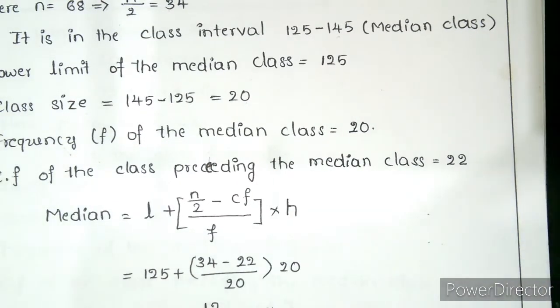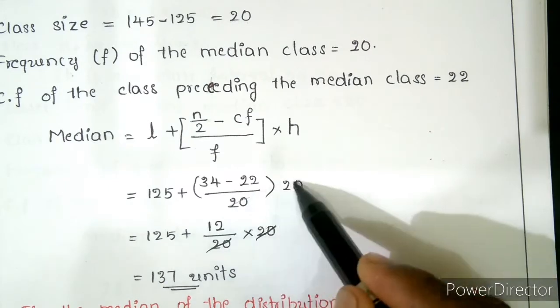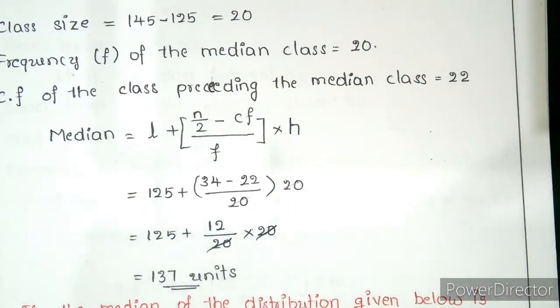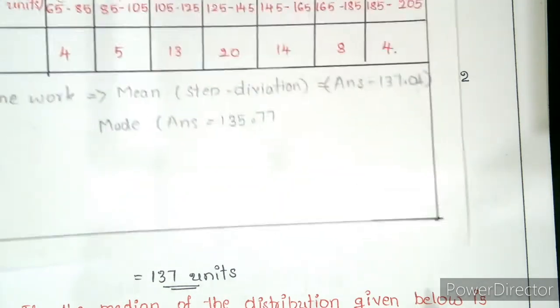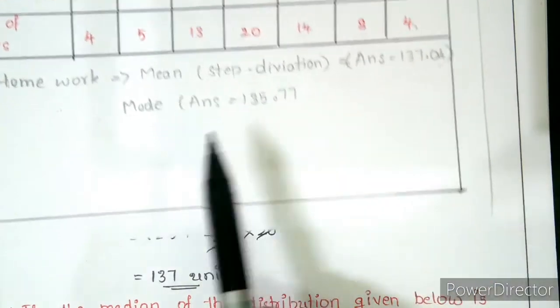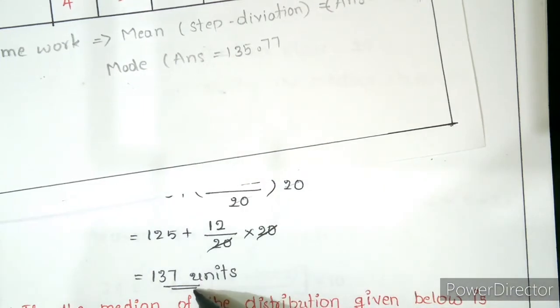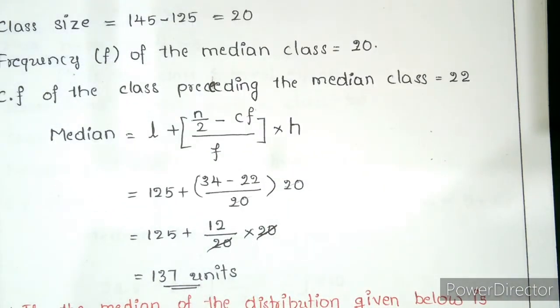So n by 2 is 34 minus 22 divided by 20 into 20. So 20 gets cancelled. So this 2 cancels. So 125 plus 12 you get 137. So 137 units. So compare now. You get the mean value is 137.04 and mode value is 135.77 and the median value you get 137 units.